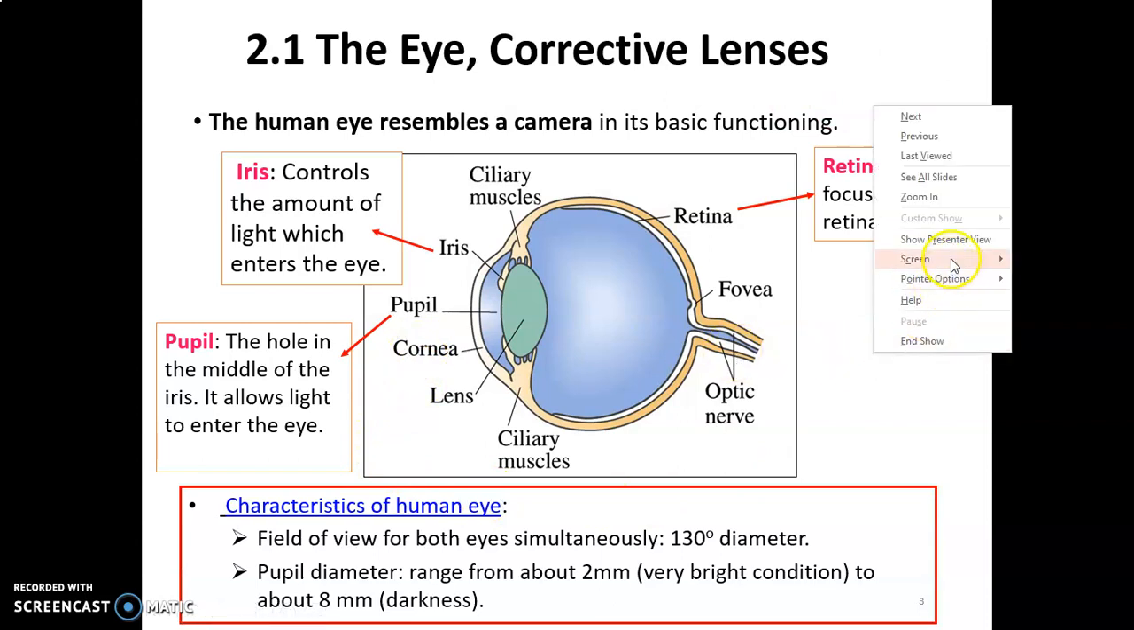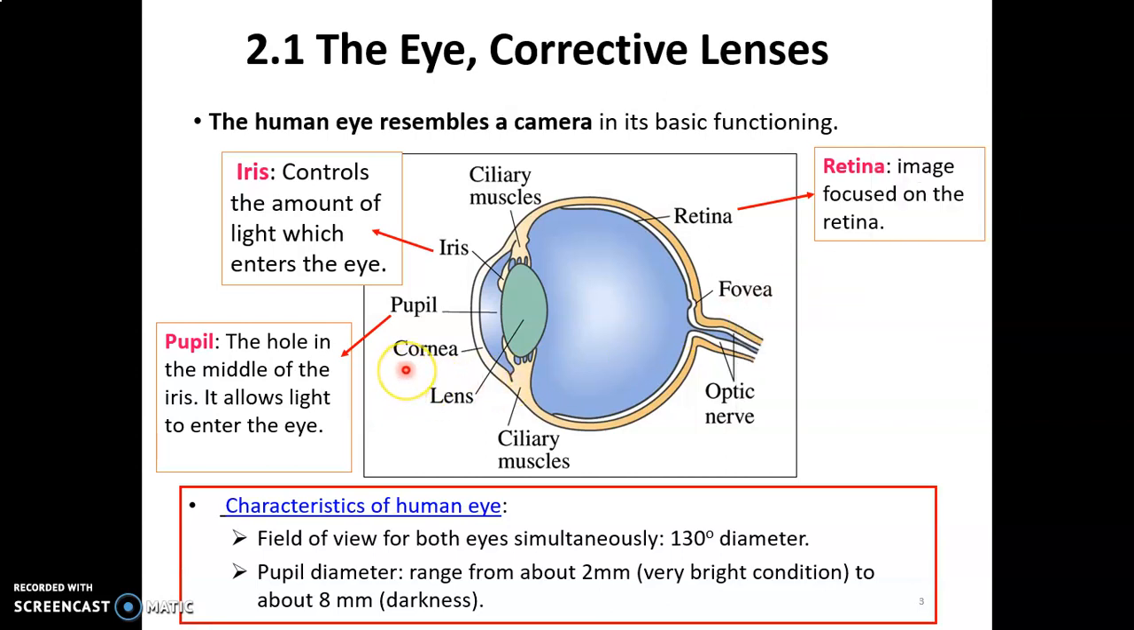The cornea is made from a spherical membrane, and it allows light to enter our eye. Then we have the pupil of the cornea. The pupil is known as the hole in the middle of the iris. It allows light to enter the eye. And then we have the iris. The iris will control the amount of light entering the eye by adjusting the lens.